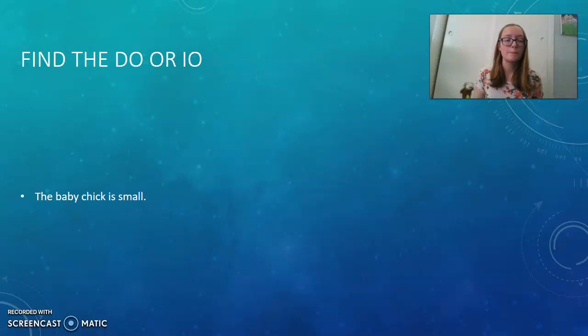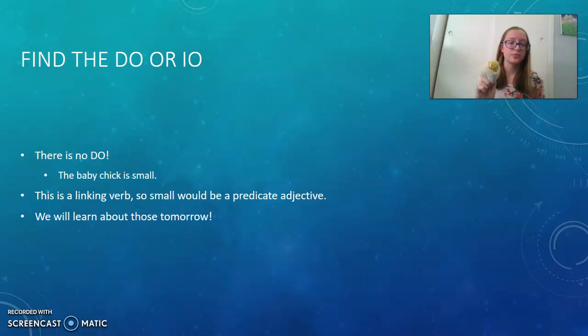The baby chick is small. Chick is the subject, and is is the verb. Do we have a direct object in this sentence? No, because it is not an action verb. It is a linking verb. And because it's a linking verb, a predicate adjective follows it. We'll go over more of this tomorrow with predicate adjectives versus direct objects.